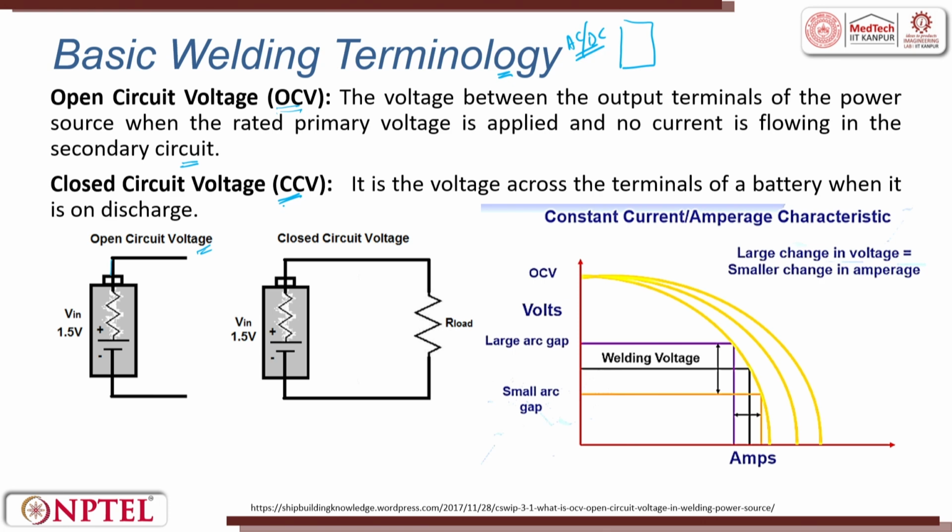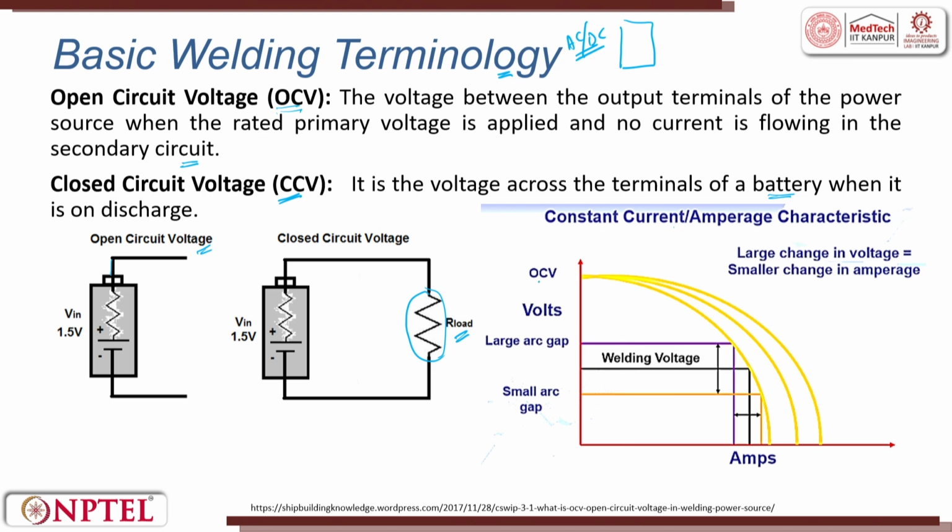The closed circuit voltage is the voltage across the terminals of a battery when it is on discharge. I have taken a battery as an example, but here you can see this is an open circuit for a battery. So, you have your load where the arc happens and the welding happens. That is called the closed circuit voltage. You can have a constant current mode, or you can also have a constant voltage mode.